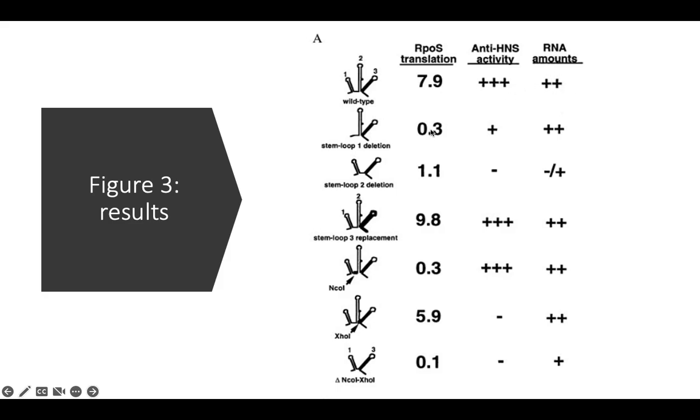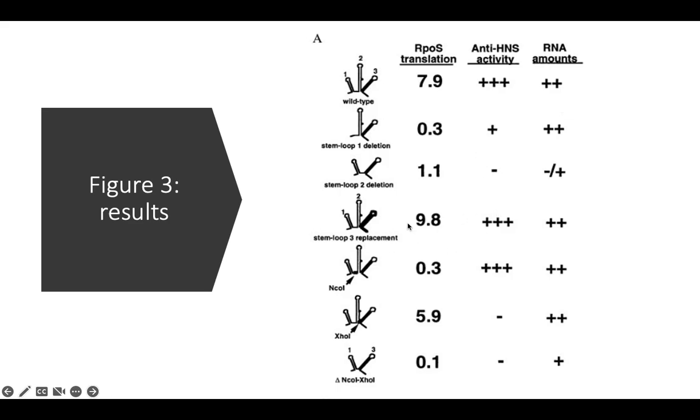Now when we delete stem loop 1, we still have some anti-HNS activity, but we pretty much have no translation of rpoS. That tells us that loop 1 is responsible for this. When we delete loop 2, we still have a little translation of rpoS, but we don't have any anti-HNS protein activity.